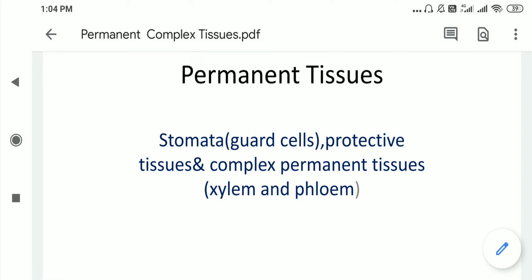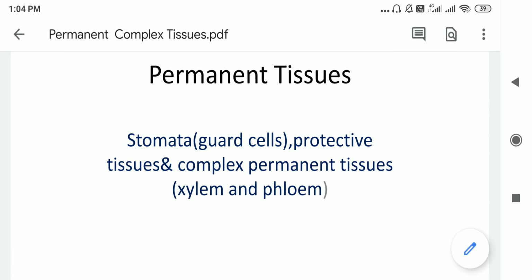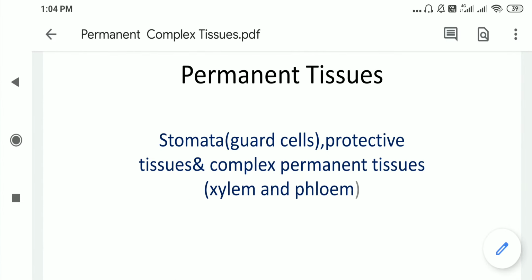Good morning, children. Today we are going to discuss permanent tissue. In this we will cover guard cells. It comes under epidermis, protective tissues and complex permanent tissues, xylem and phloem. So first we are going to discuss epidermis. What is epidermis? Epidermis is the outermost layer of the part of the plant.